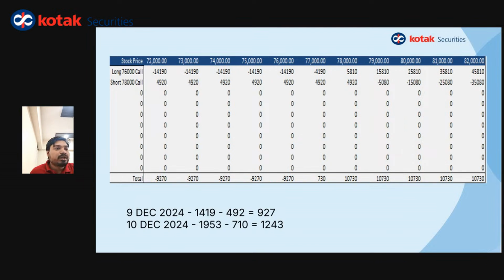Now, if you would have taken that bull call spread option strategy on the closing of 9 December, and waited for a single day and squared it off on 10th of December, you would have a profit of approximately more than 300 rupees. The net premium you paid was 927, and when you sold both the legs, your premium was 1243. So that is more than 300 points of premium that you booked as profit in a single day.